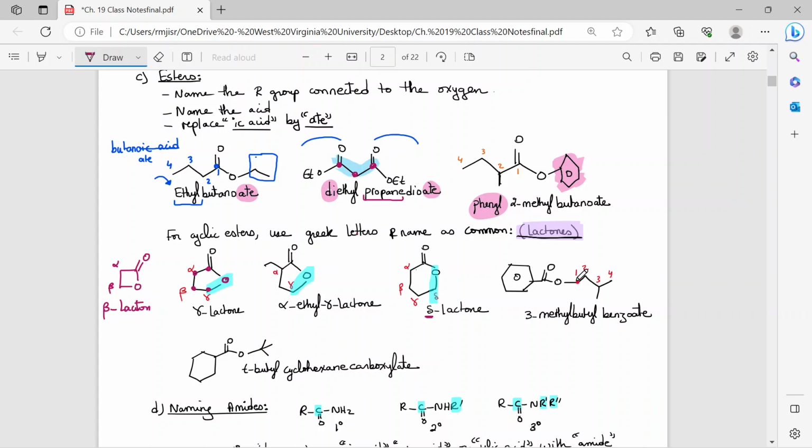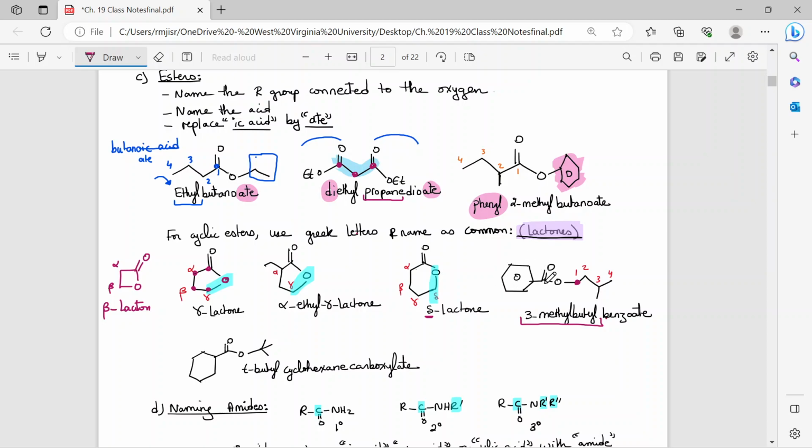Now let's say, for example, your R group that is connected to the oxygen is a long carbon chain. In this case, you are going to name it as usual, but you are going to start numbering always from the oxygen in there. Choose the longest carbon chain, like you name the regular alkane. Name your substituent or number your substituent. So that is going to be 3-methyl. It is a butyl in there. Remember that the group that is connected to the oxygen, you have to name it first. So you name that first, and then you name the carboxylic acid that derives the ester.